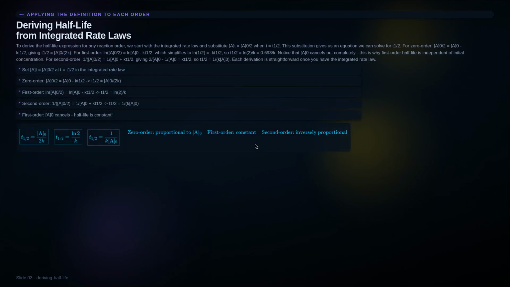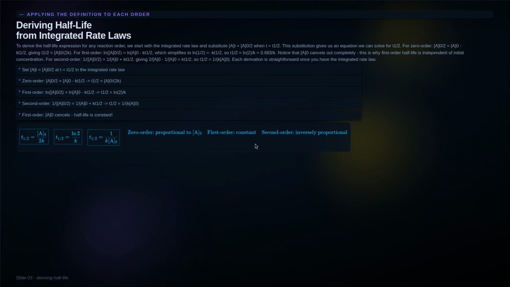To derive the half-life expression for any reaction order, we start with the integrated rate law and substitute concentration A equals A0 over 2 when time equals T1/2. For zero order, A0 over 2 equals A0 minus K T1/2, giving T1/2 equals A0 over 2K.